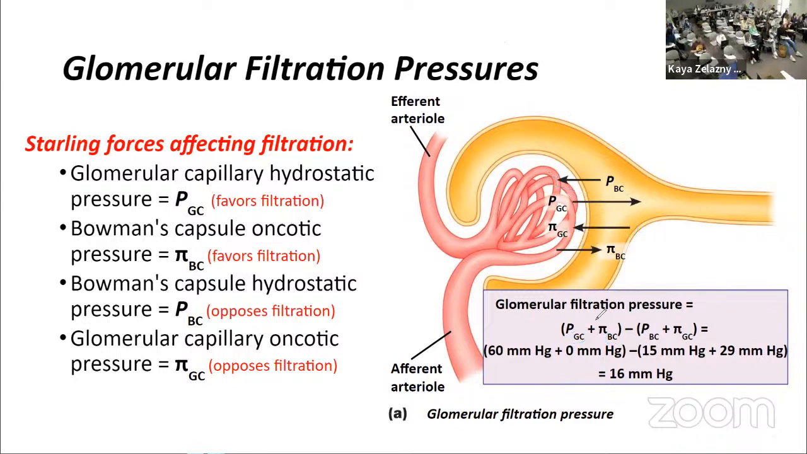So we're going to add together any forces that's forcing fluid into the nephron. We're subtracting out any forces that keep fluid in the capillary, and we're going to get an overall glomerular filtration pressure when we do this. Okay. The symbols for these different pieces of our equation also mirror what we saw when we talked about net filtration pressure.